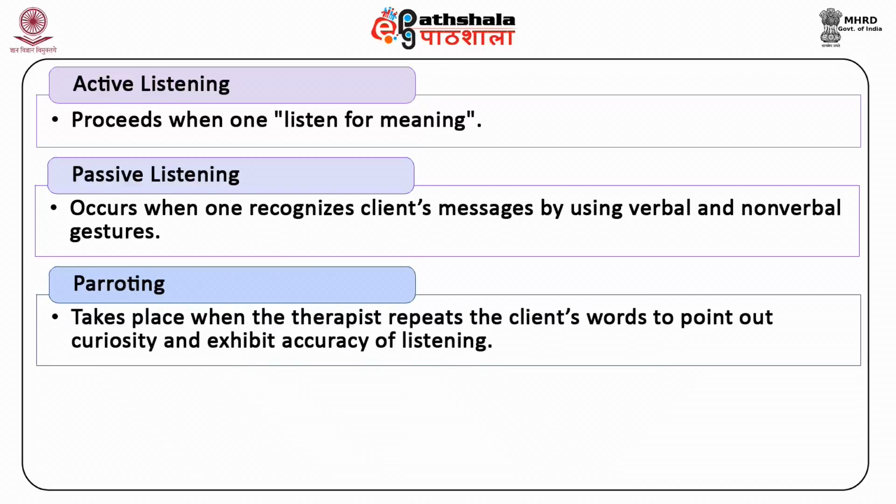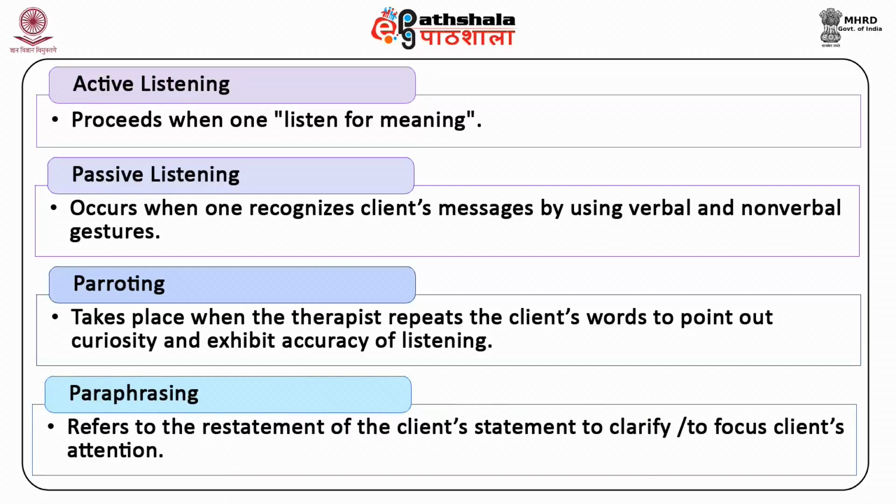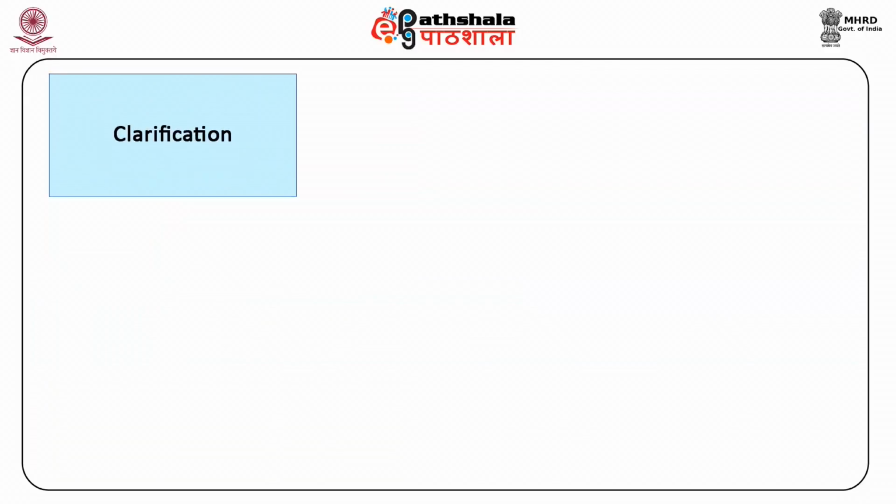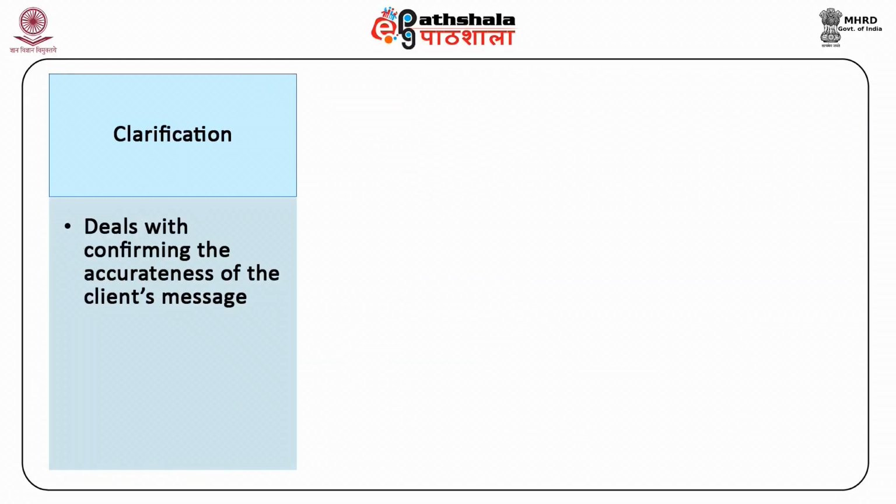Parroting takes place when the therapist repeats the client's words to point out curiosity and exhibit accuracy of listening. Paraphrasing refers to the restatement of the client's statement to clarify or to focus the client's attention. Clarification deals with confirming the accurateness of the client's message or reassuring them with further expansion of an idea. Questions are avoided by the therapist wherever it is possible.